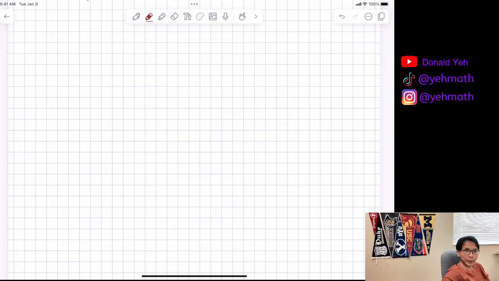Yesterday's homework has a question about integration of cosecant of x, and I didn't talk about it, but you should know how to do integration of those.